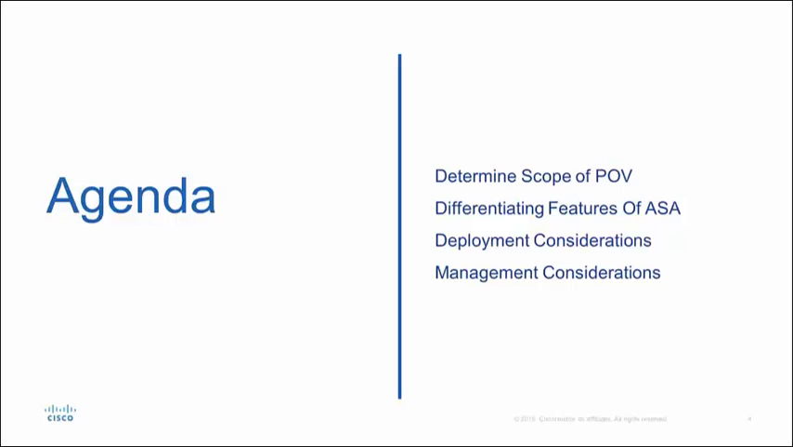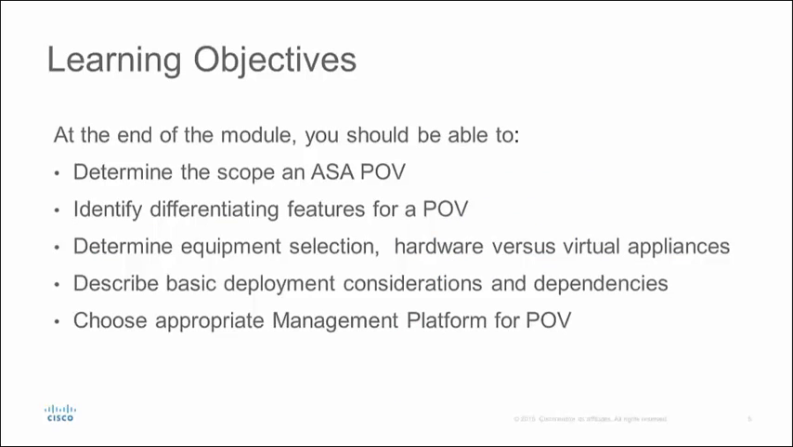As we flow through today's agenda, we will cover determining the scope of a POV, differentiating features of ASA, deployment considerations, and management considerations. At the end of the module, you should be able to determine the scope of an ASA POV, identify differentiating features for a POV, determine equipment selection, hardware versus virtual appliances, describe basic deployment considerations and dependencies, and lastly, choose an appropriate management platform for your POV.